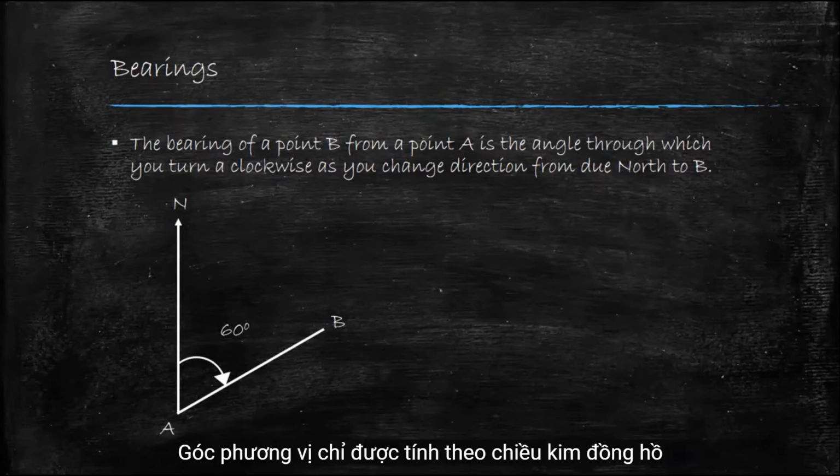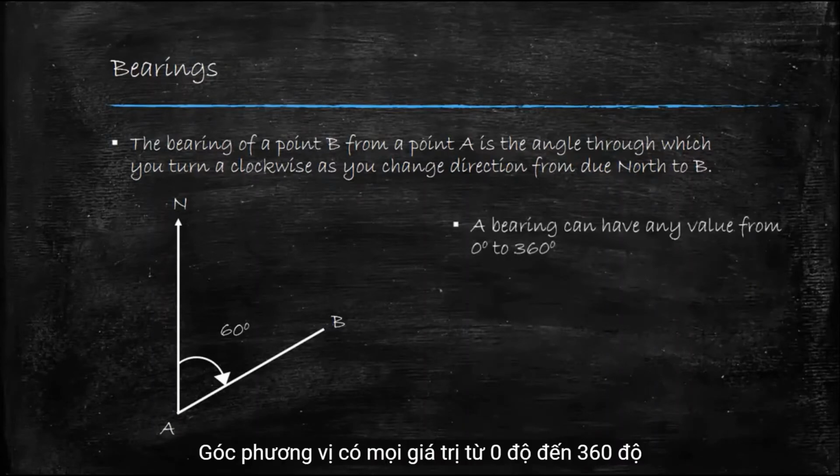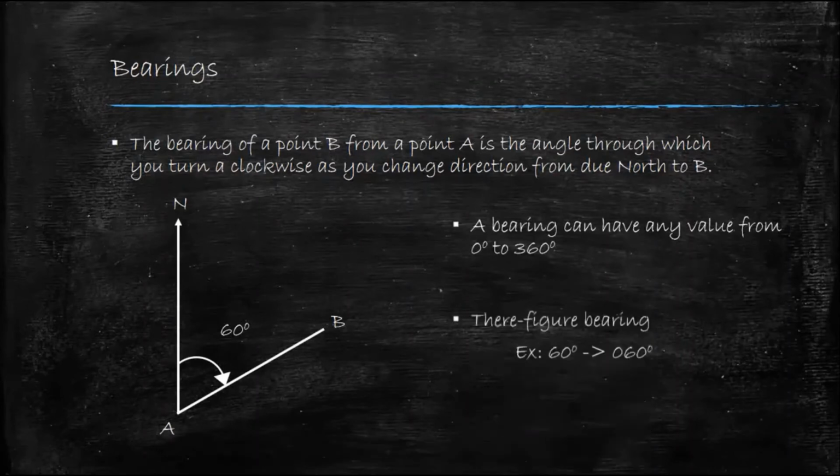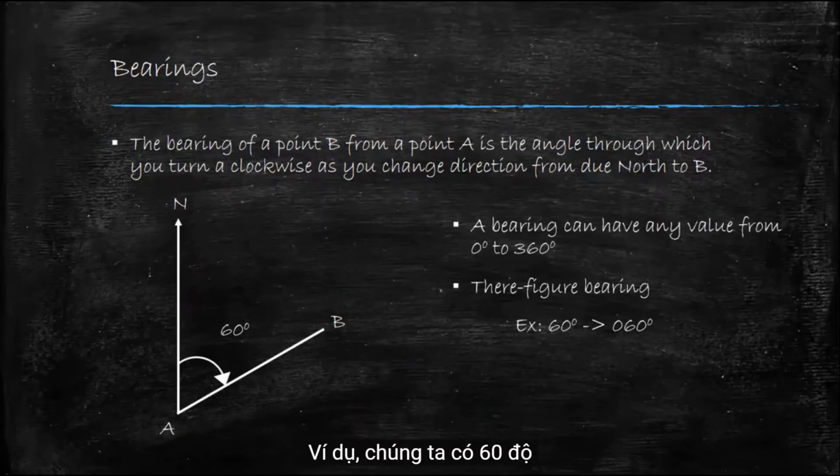The bearing happens when you turn and rotate the line in the clockwise direction. A bearing can have any value from 0 to 360. A 3-figure bearing is needed to present a number in the bearings. For example, we have 60 degrees here, which needs to be written as 060 degrees. If we have 140 degrees, it is still written as 140 degrees.